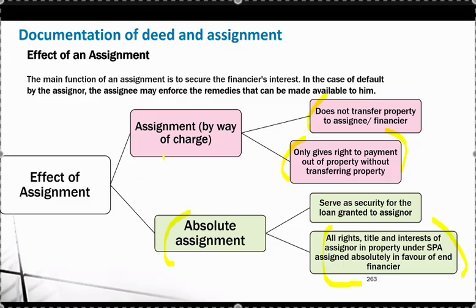So my question is, which assignment is more preferable for lenders? By way of charge or absolute? Based on this slide. By way of charge.